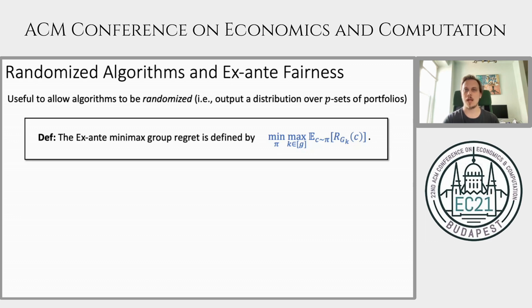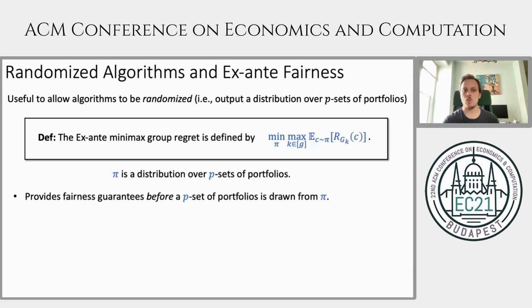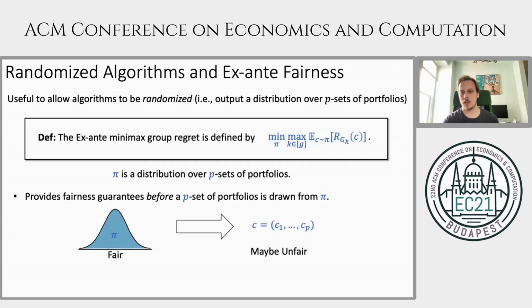And we're going to try to find a distribution that minimizes the expected regret of the group that has the highest expected regret for a set of portfolios sampled from that distribution. And so here, this distribution that we're optimizing over is over P sets of portfolios. Okay, this is a slightly weaker fairness objective than what we talked about already, because it only guarantees that the distribution pi is fair, but a realization of P portfolios sampled from that distribution might not be.